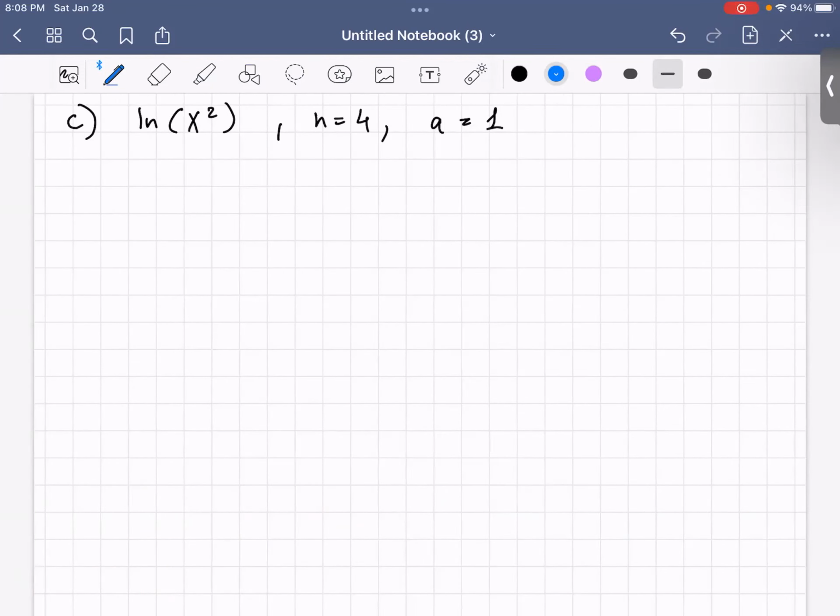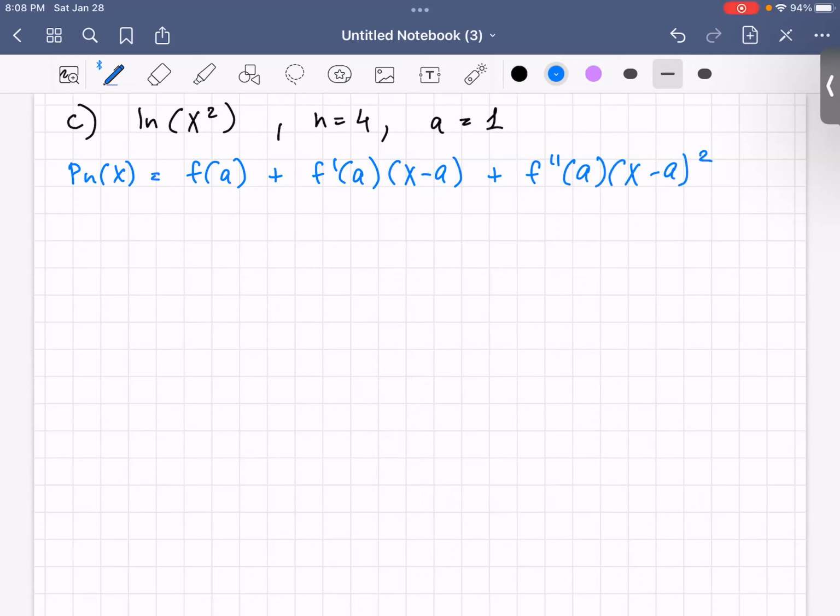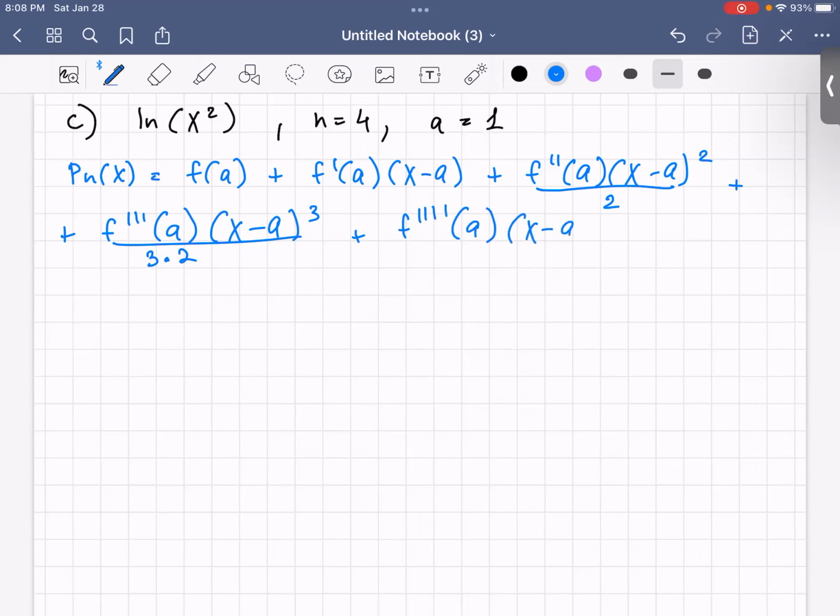So now they're asking us to find this polynomial. Again, the general formula is Pn of x equals f of a plus f derivative of a times x minus a, plus f second derivative of a times x minus a squared over 2, plus f third derivative of a times x minus a cubed over 3 times 2, plus f fourth derivative of a times x minus a to the power of 4 over 4 times 3 times 2. So let's try doing that.